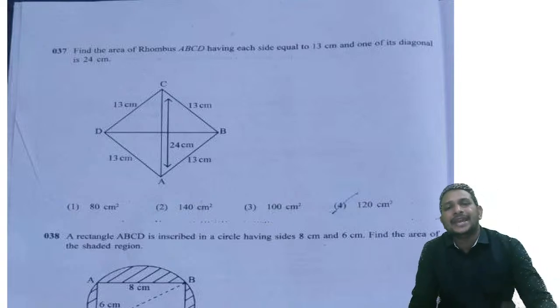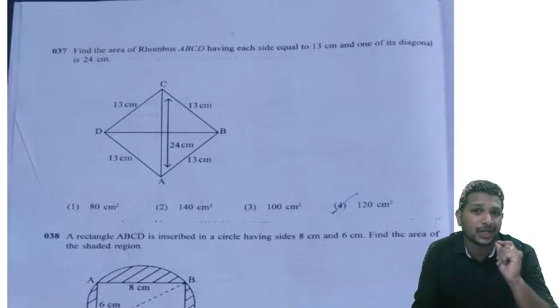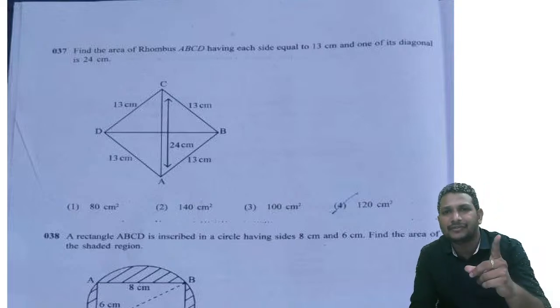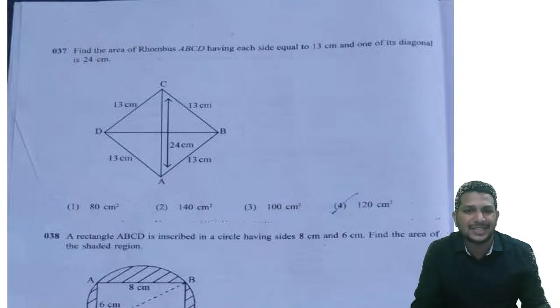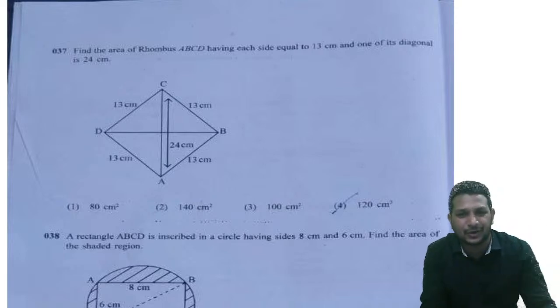So as we know, the area of rhombus is half into product of diagonals. They gave only one diagonal. And as we know all the sides are equal. We need to find the other diagonal. So let's see how to find the other diagonal. Let's draw the diagram first clearly so that you'll understand in a very clear way.